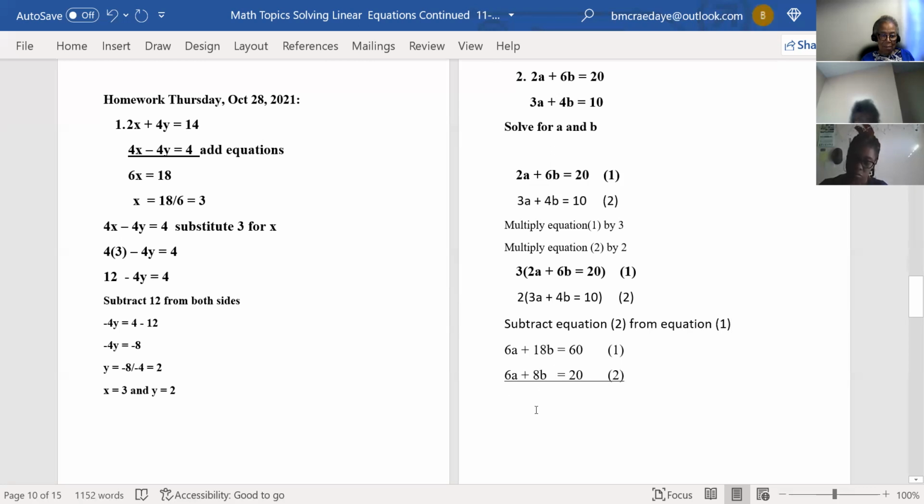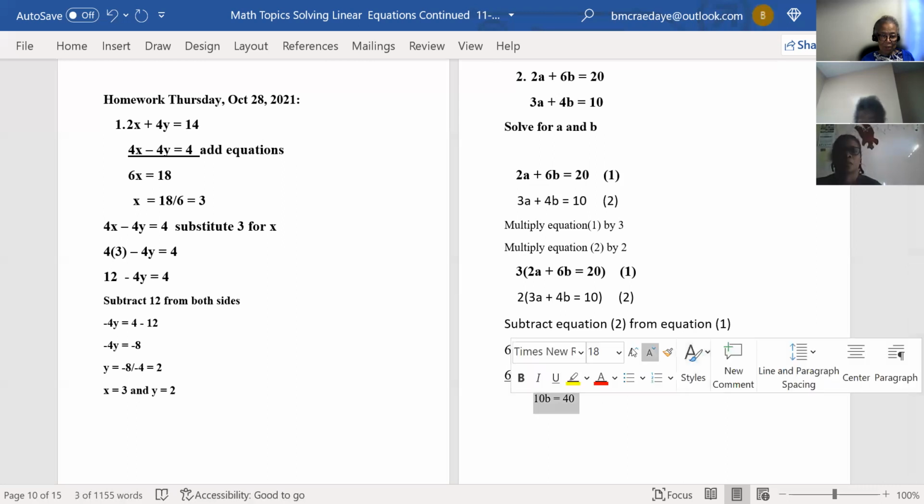Maureen, what's 18b minus 8b? 10b. Very good. Okay, so that would be 10b. And what's 60 minus 40? I'm sorry, 60 minus 20. 40. 60 minus 20 is 40. Okay, so if 10b is 40, what is b, Maureen? How do you find it?